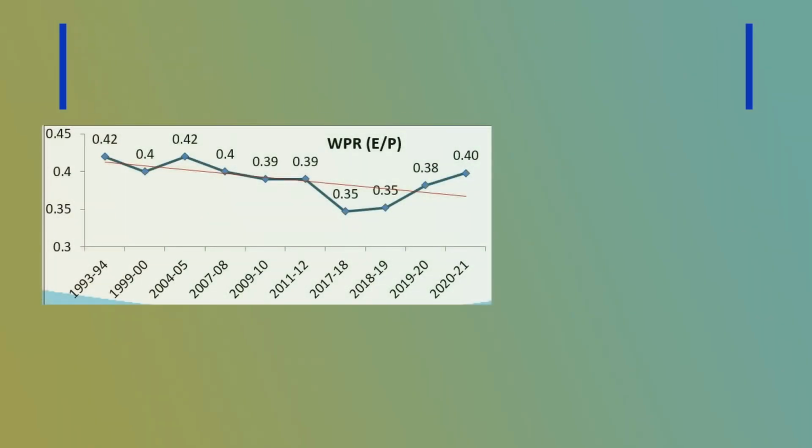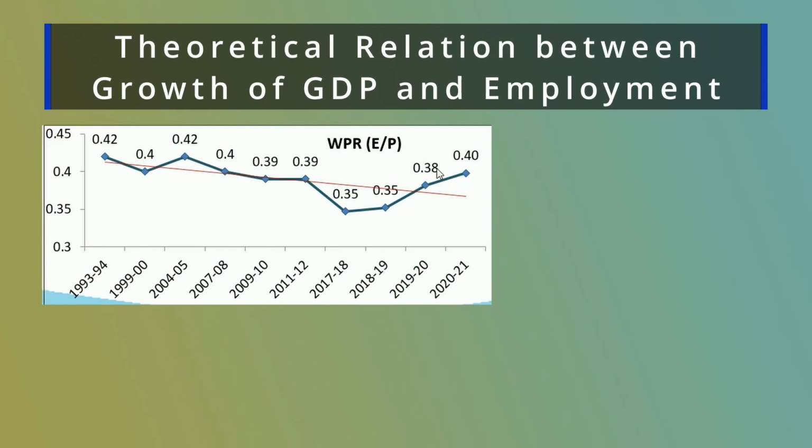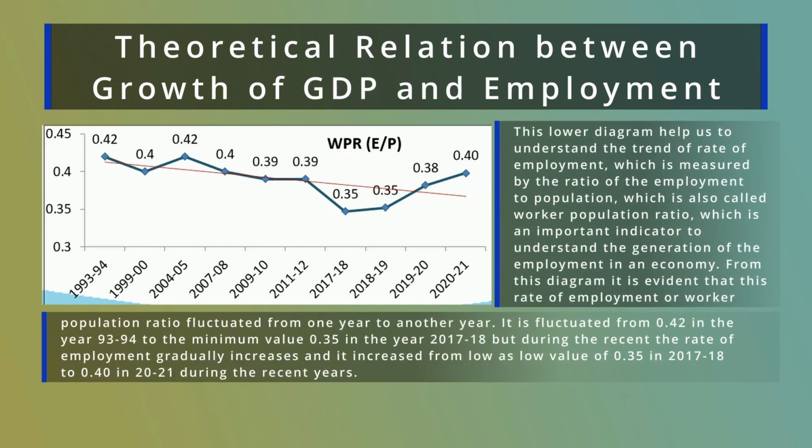This lower diagram helps us to understand the trend of the rate of employment, which is measured by the ratio of employment to population, also called the worker population ratio, which is an important indicator to understand the generation of employment in an economy.